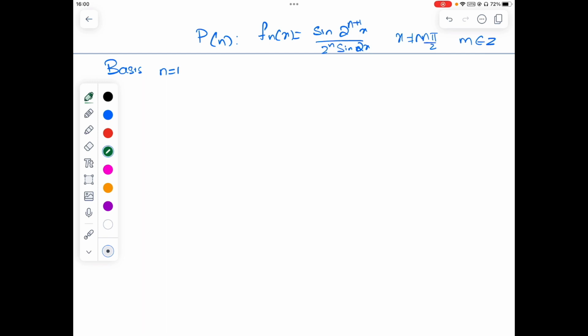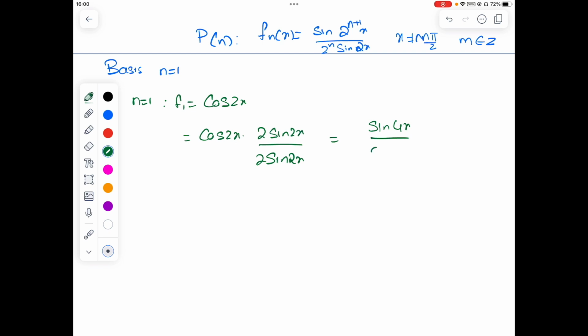So let n equals 1. What does that become? For n equals 1, f1 equals cos 2x. I have only cos 2x, which will be equal to cos 2x. I multiply and divide by 2 sine 2x. So what do I get? Sine 4x upon 2 sine 2x. You can see that when you plug in n equals 1 in the statement also, I'll get the same answer. Therefore, P of 1 is true. That is the first step.